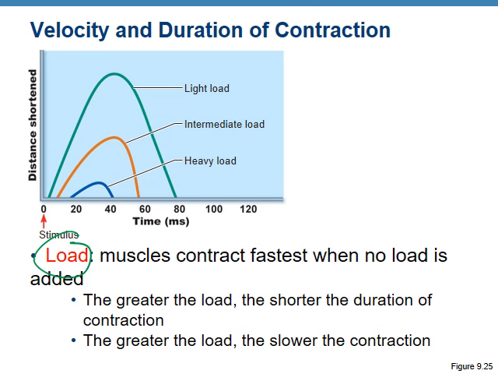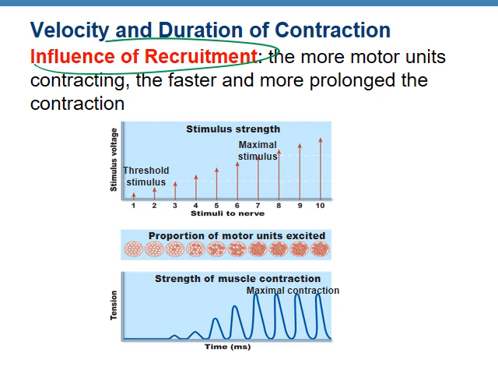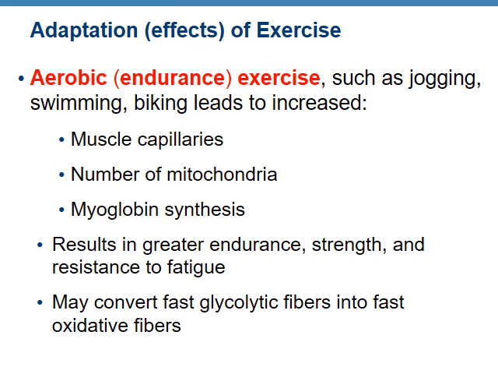Now we move on to load. We're still talking about speed and time, right? Velocity and duration. This is kind of a no-brainer. If you have a heavy load, you can't hold it for very long. Your muscle cannot contract and hold that heavy load for as long as it could hold a light load. We've already looked at the influence of recruitment, and we can see that as more motor units are excited, we have maximal contraction. So what are the effects of exercise?